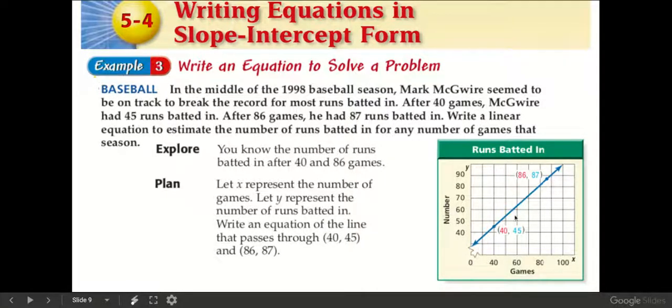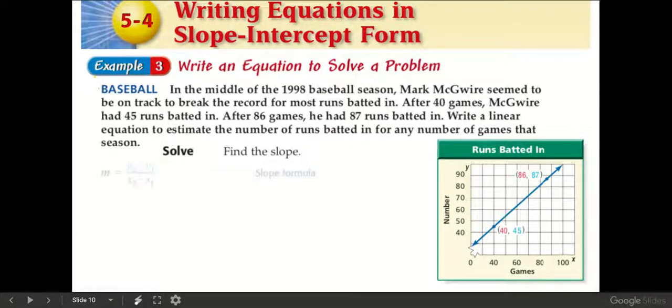So I can see that it would make this line here, but I'm trying to write the equation for this line. So I'm going to use these 2 points. First, I've got to find the slope. These are my x, y coordinates. I'm going to use those 2 points and my slope formula: put in my y values, put in my x values, and subtract them.